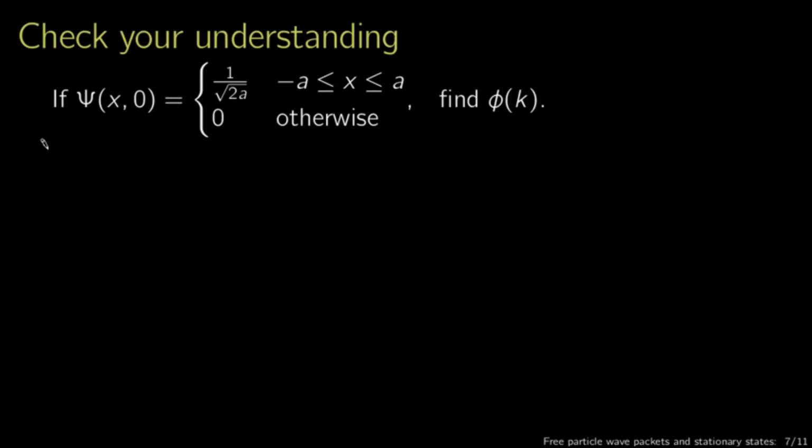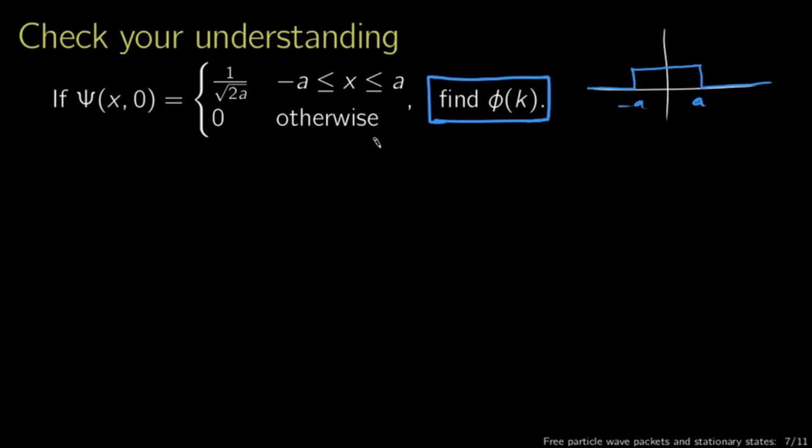To check your understanding, here is a simple example problem that requires you to apply the formulas on the previous page to go from a particular initial condition. In this case, it's a constant. Our initial wave function looks something like this. 0 everywhere except for a region between minus a and a. Your task, find the phi of k that goes with this particular function.